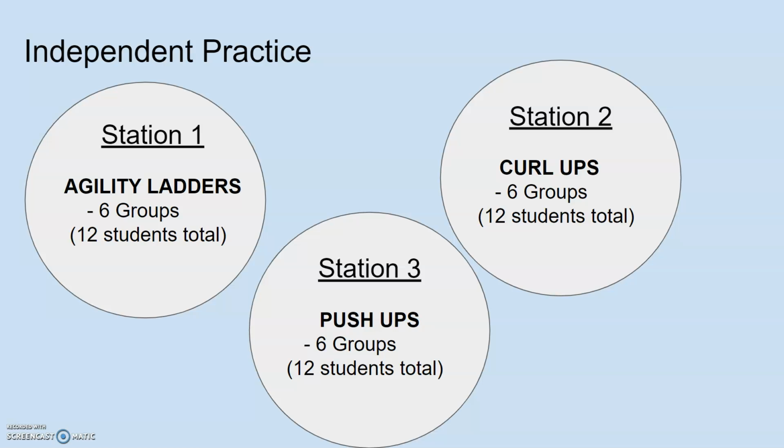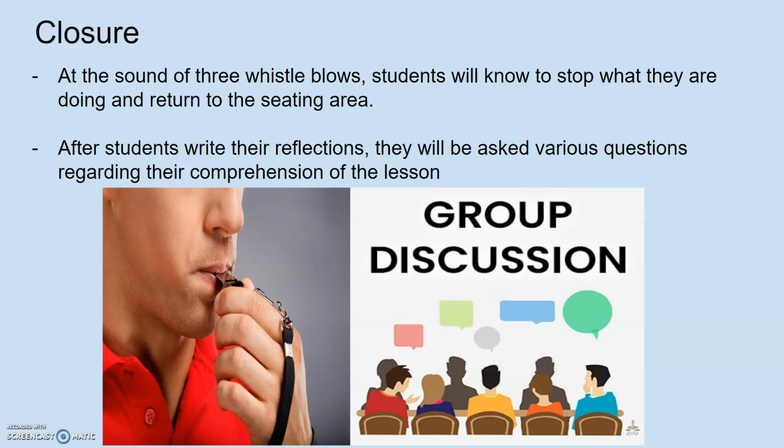There will be a total of 4 3-minute rounds. Each student will participate in the exercises during 2 rounds. The other 2 rounds will be spent recording their partner's score. When the teacher blows a whistle 3 times and yells "time," students will return to the cement area where class had begun to close the lesson.